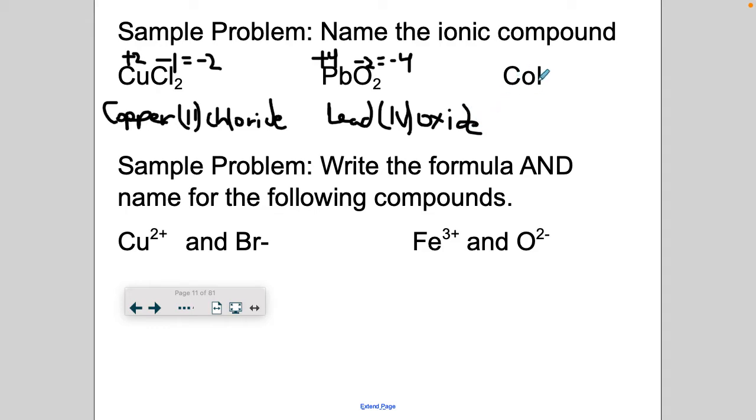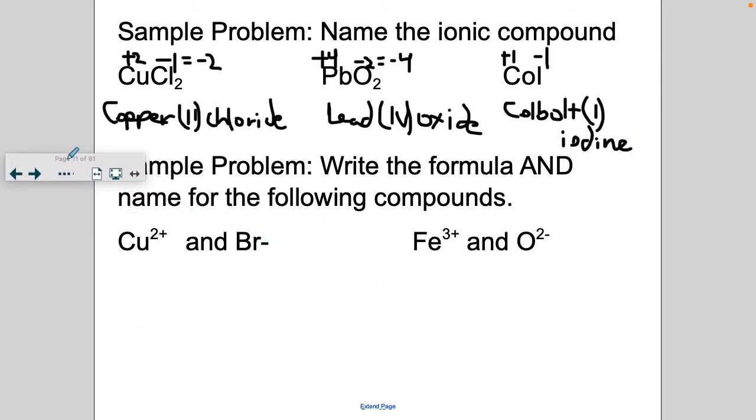All right, CoI. So we have cobalt and iodine. So cobalt's in the D block. Iodine is group 17. It has a -1 charge. Cobalt means that it has a +1 charge. Because it's in the D block, I know for sure that I'm going to need a Roman numeral. So I'm going to say cobalt, Roman numeral 1, and then I'm going to put iodine down here.